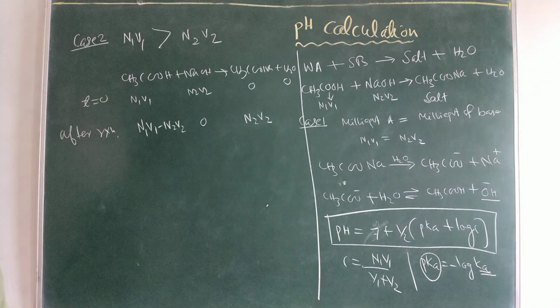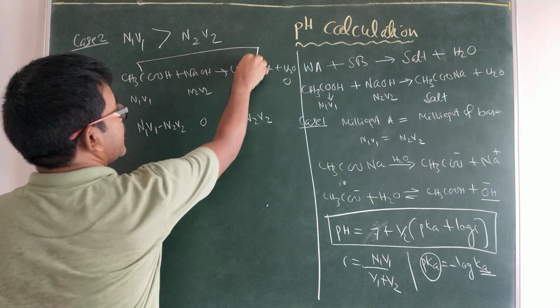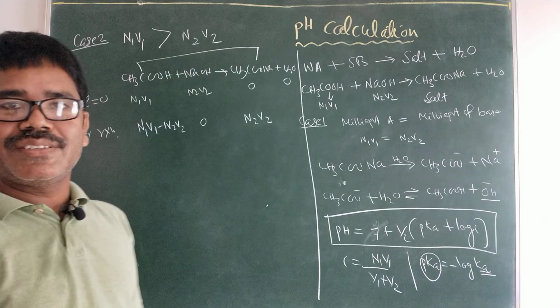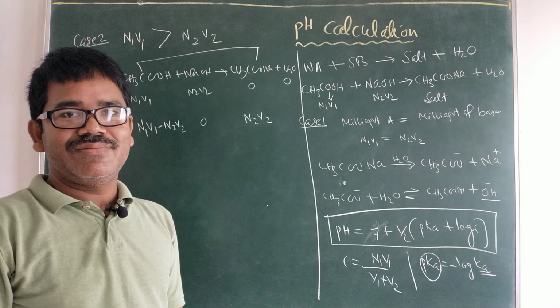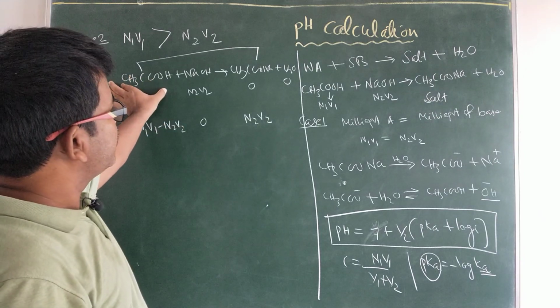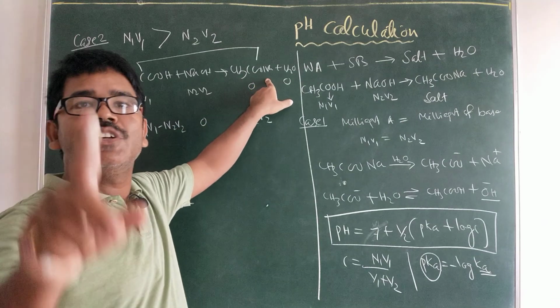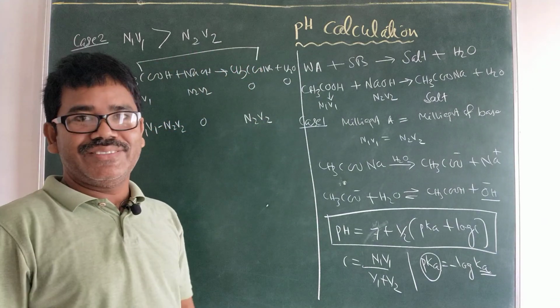That means after reaction, what are we having? We are having weak acid and the salt of the weak acid with a strong base. That mixture is called your acidic buffer solution. After reaction, what is left? Weak acid and salt of the weak acid with the strong base. That kind of combination is called your acidic buffer.